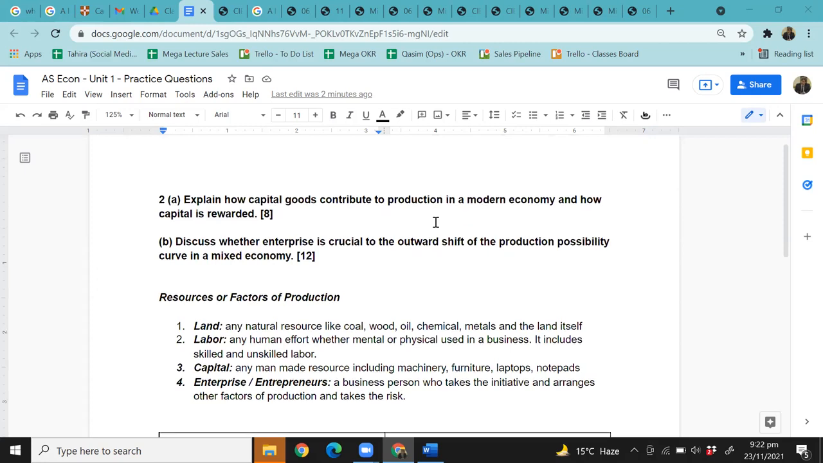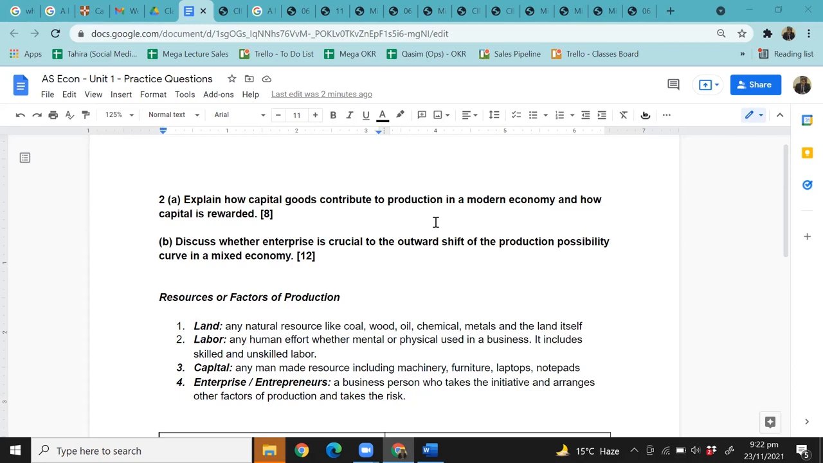So this is the next thing that we'll talk about. And then how is capital rewarded? So you'll say that capital is rewarded through interest, right? So the money that you have borrowed to buy all the capital equipment, because a lot of times you do not buy your own equipment, you rent it out. You rent it out or you take a loan, right? Are you getting me?